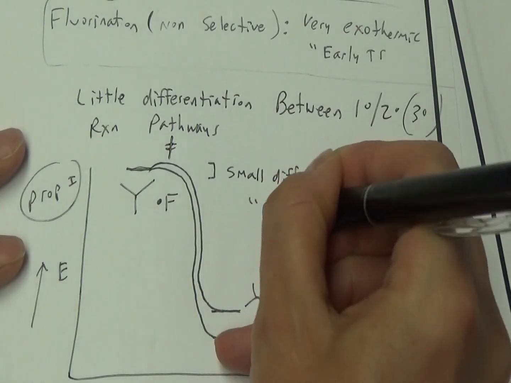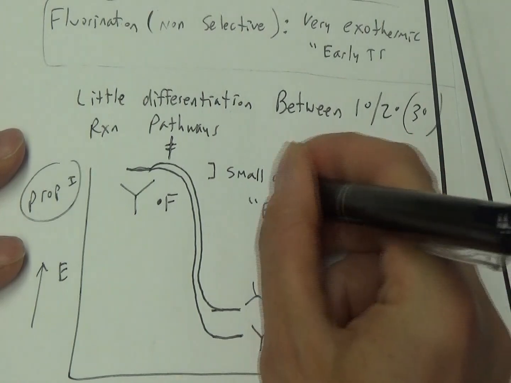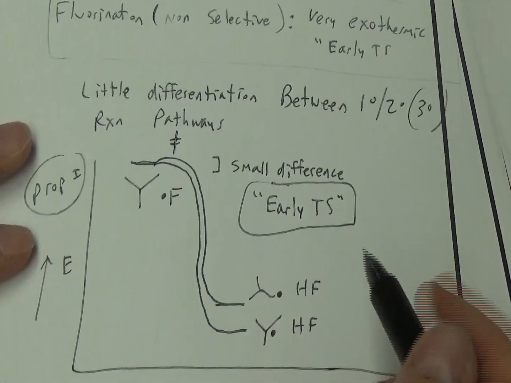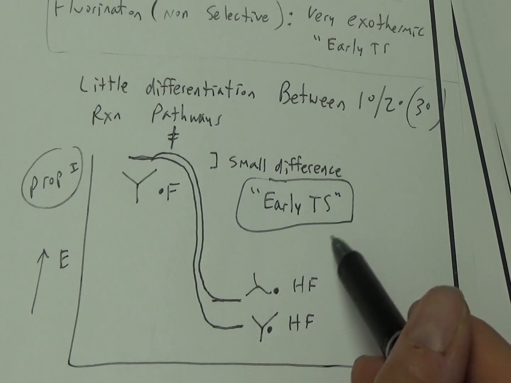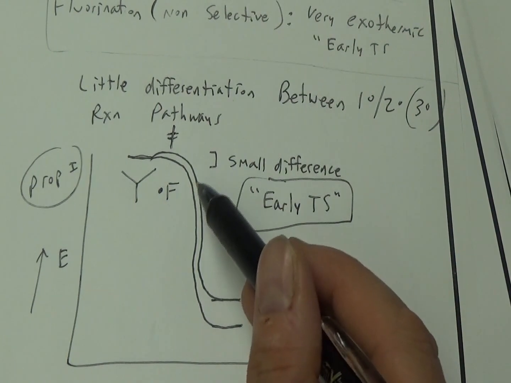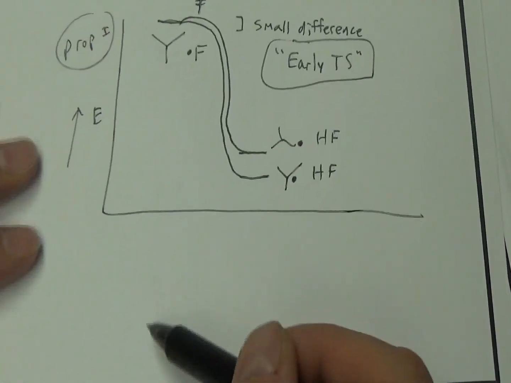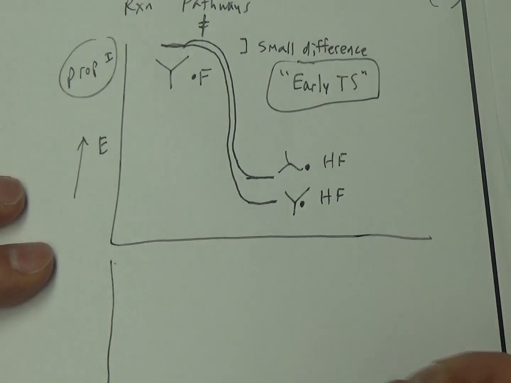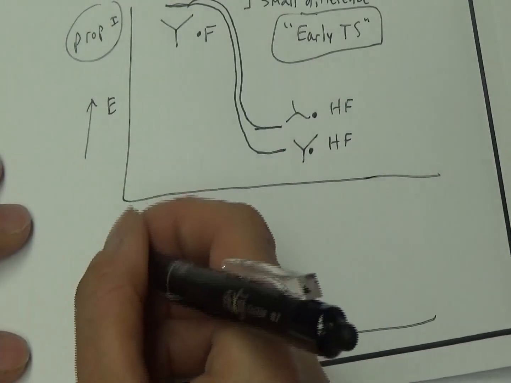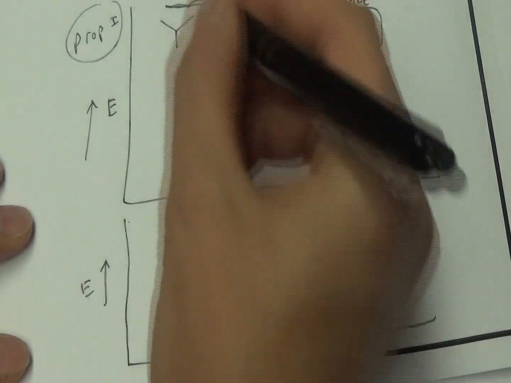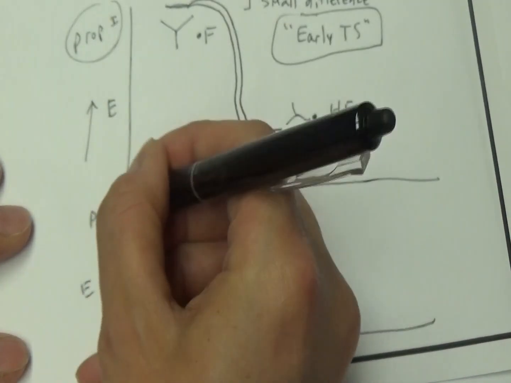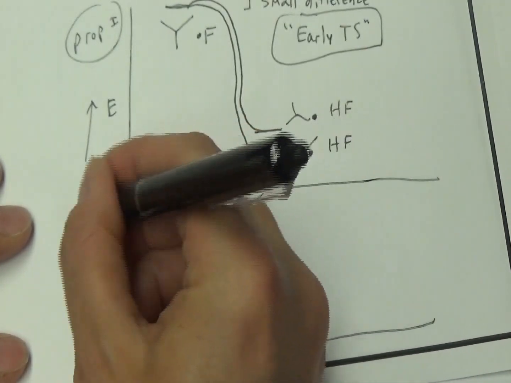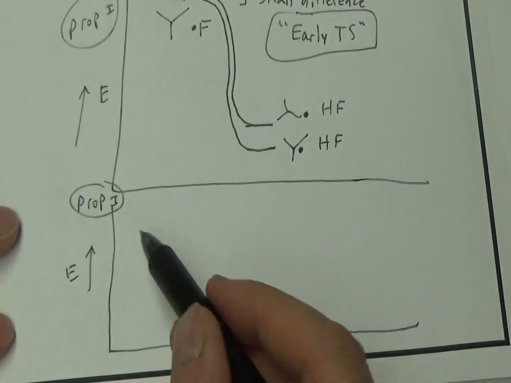Early transition state. That's the word we use for this situation. Now I'm going to try to sneak in the bromination. Let's see how that works, because bromination is super selective, right? Energy is going up. And these are propagation 1. All we're talking about right now is propagation 1, the first propagation step.